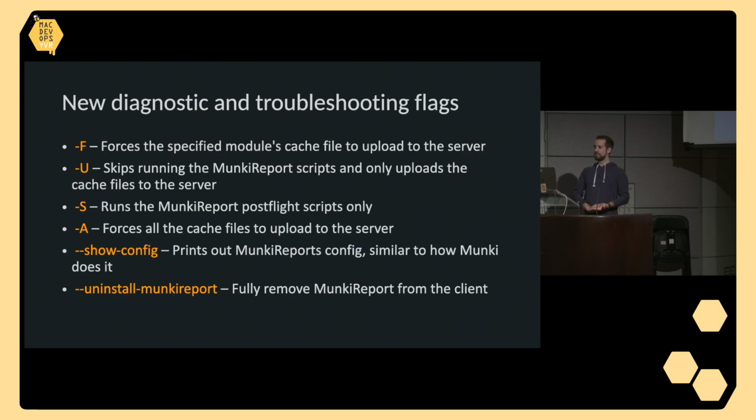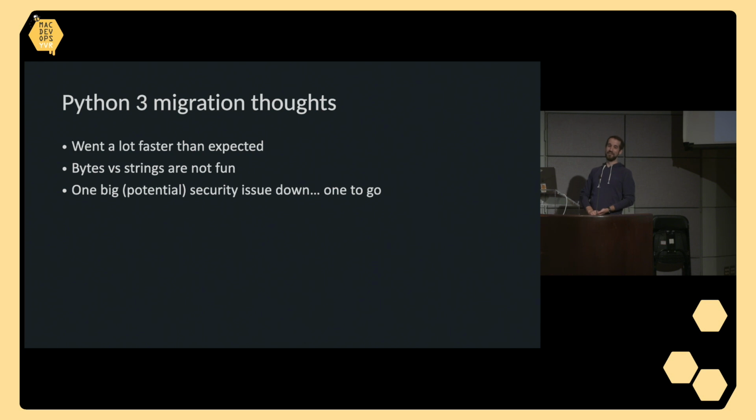We also have the new flags. These are great, so you can force it to update a certain module or just run the scripts. We can also see how MunkiReport is configured. This was graciously lifted right from Munki, so thank you, Greg, for that. It's wonderful. This is also very helpful for me to figure out where this passphrase is coming from. Why is it set like this? As a config option, do I have an old preference file somewhere? So it's great for seeing that. And for the first time ever, we can now uninstall MunkiReport quickly and easily. So that was great. It was a big feature request.